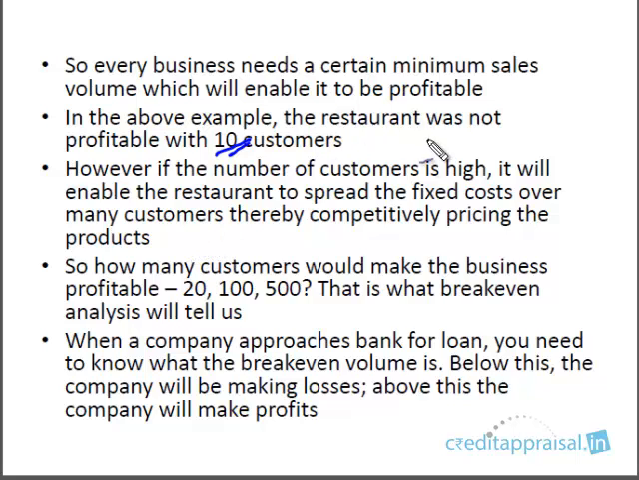So how many customers should the business be requiring to be profitable? So is it 20, is it 100, 500? So what is this amount? So how are you going to calculate? That is what break-even analysis first will tell us.